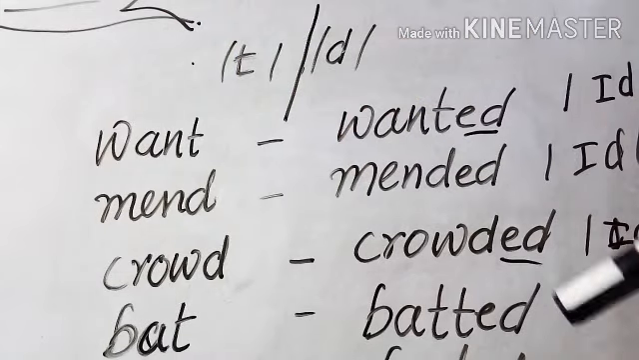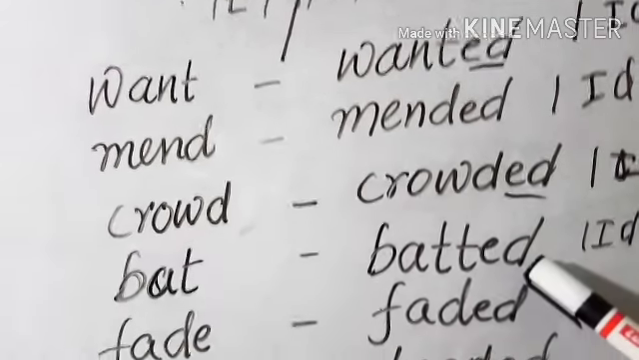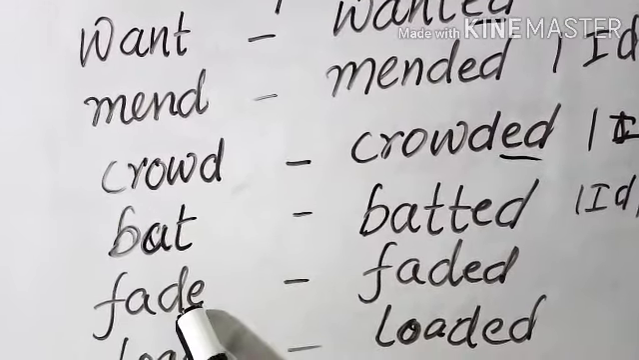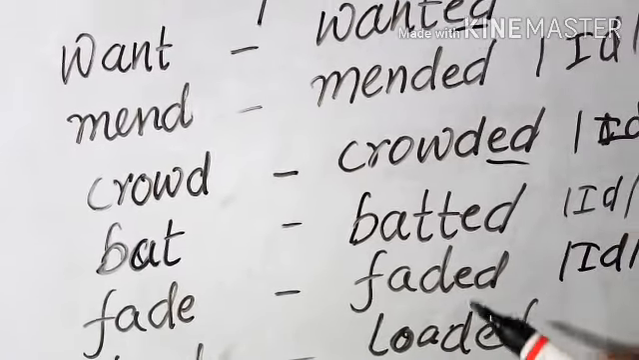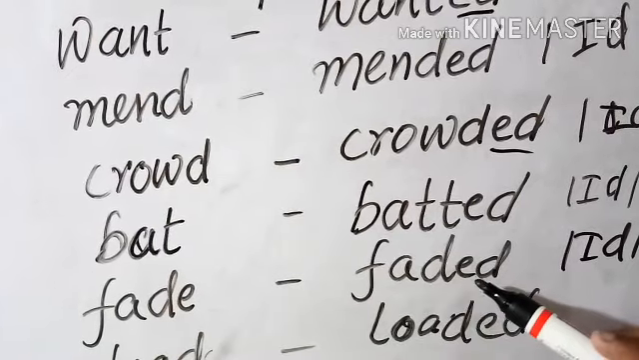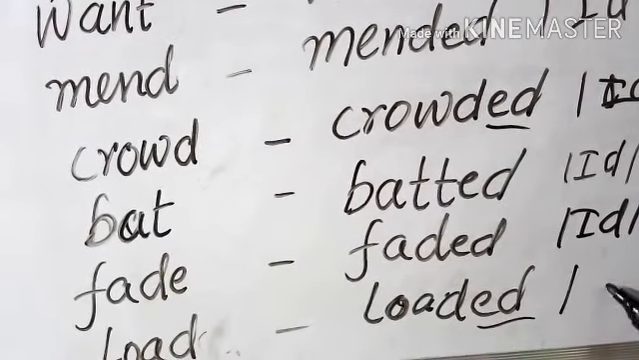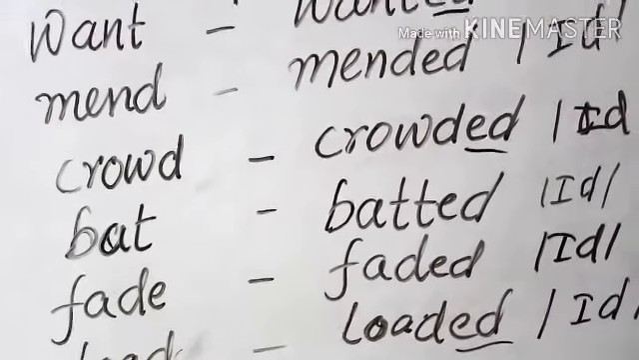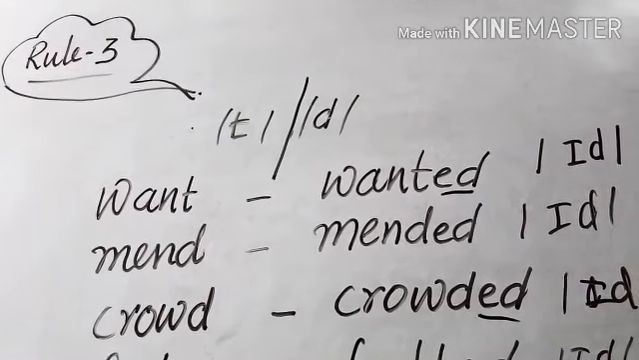Next one is bat. This ed is id. Batted. I have batted all the mosquitoes around me. Next is fade. This ed is id. Faded. It's a faded shirt. Next, load. This is loaded. The gun is loaded with the bullets. This is how all these sounds are pronounced. So this is rule 3 of pronunciation of ed.